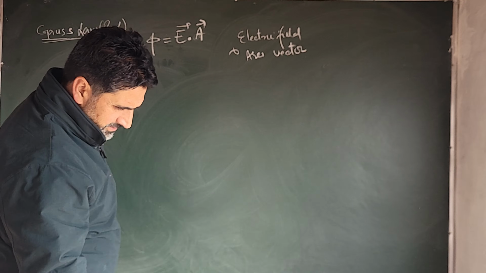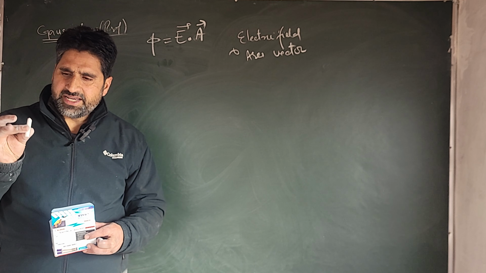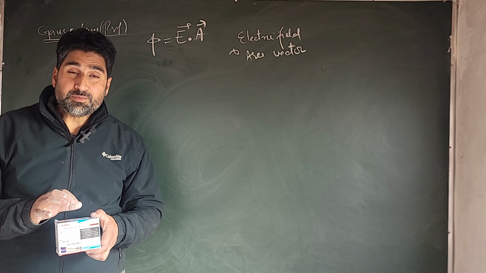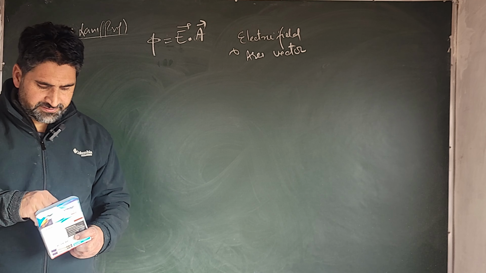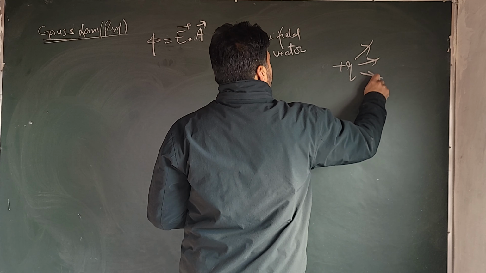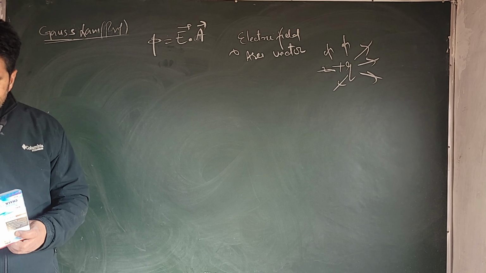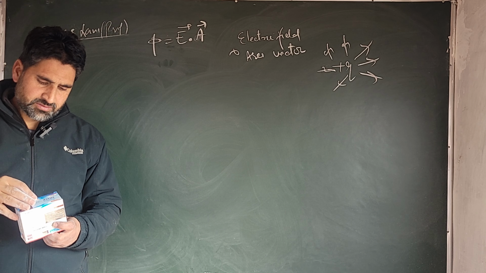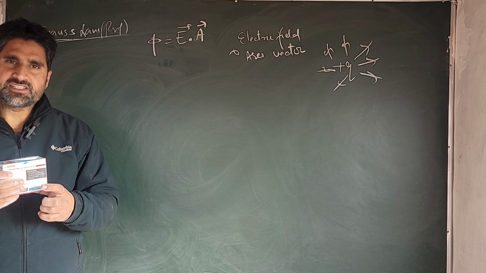Suppose this is a closed system, and I insert a charge in the closed system. Then obviously, if it's a plus Q charge, the electric field will be outwards, because the field lines are away from the plus Q charge. From plus Q charge, field lines are always away from the charge. So plus Q charge in this closed surface, and I just closed it. Now take this as a Gaussian surface.